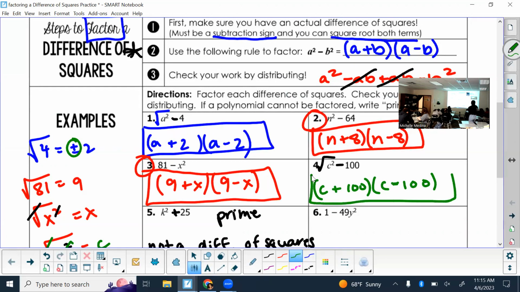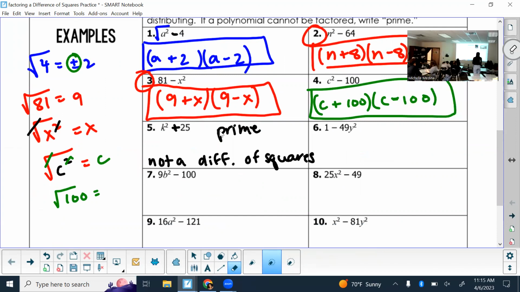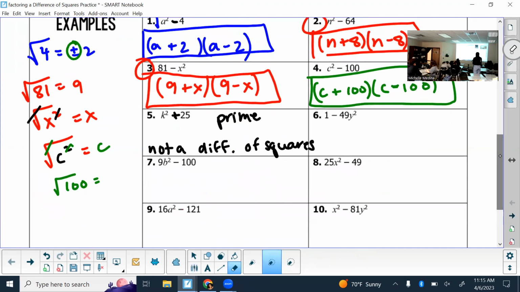And then you're done. I could check my work by distributing. What I should get is the original problem. So questions on that? Okay. Let's try one more together and I'll give you a couple to try on your own. Which one do you think looks the hardest from 6 through 10?